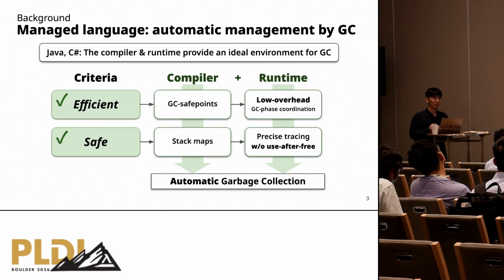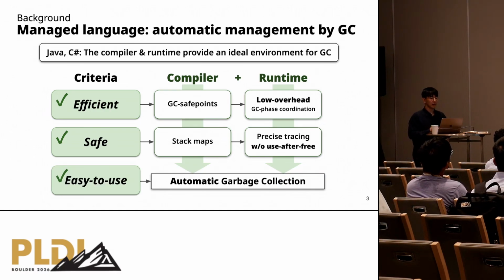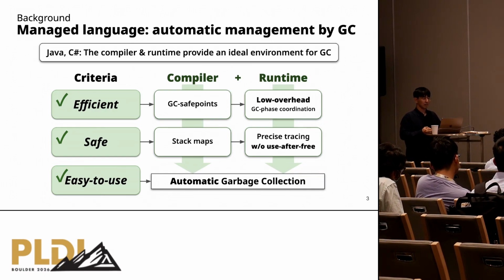never frees a live object. And third, it is easy to use because the programmer writes no manual reclamation at all. So managed GC wins on all three, but only because it can lean on the compiler and runtime.